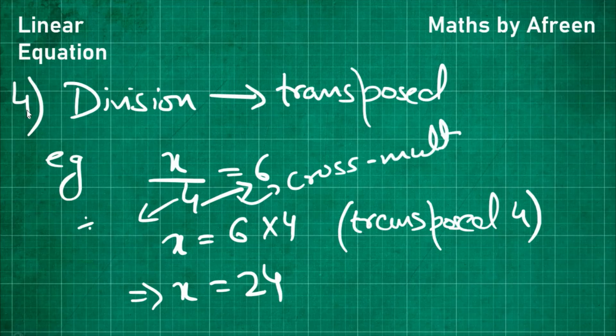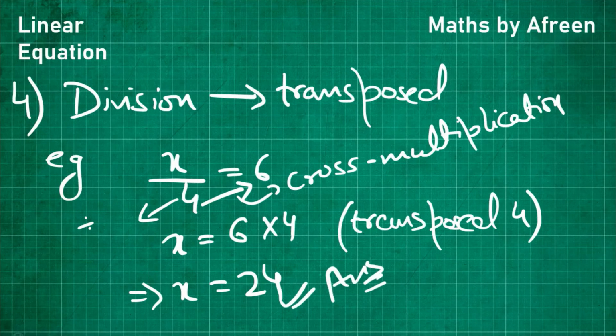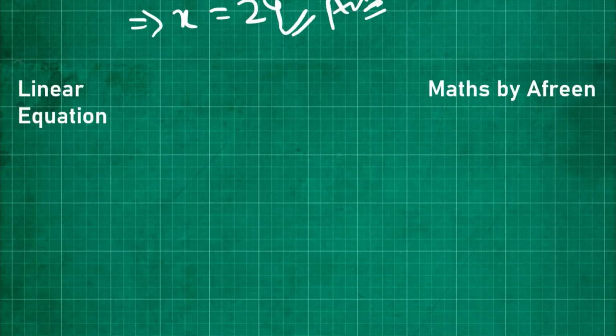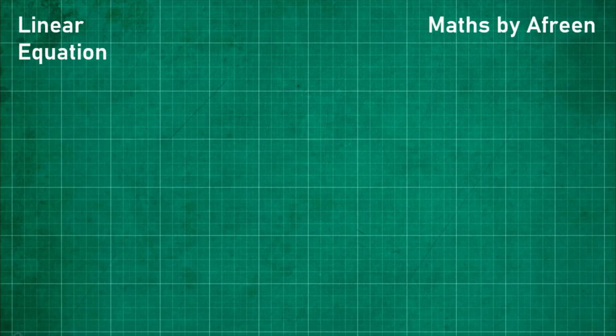Cross multiplication. So like this, we will find the value of x. This x equals 24 is the answer. Now we will do some questions on this transposition or shortcut method to get a more clear picture of this method.